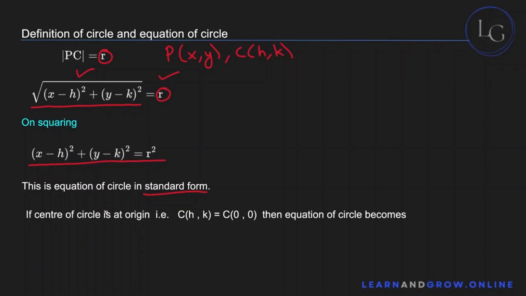And if the center of the circle is at the origin, so the x value is 0 and the y value is 0, then this equation becomes equal to this. Because if this h over here is equal to 0 and this k over here is equal to 0, you eventually end up with this equation.